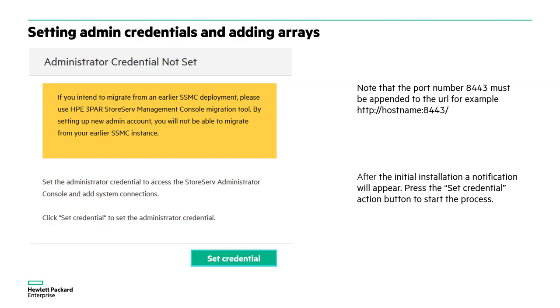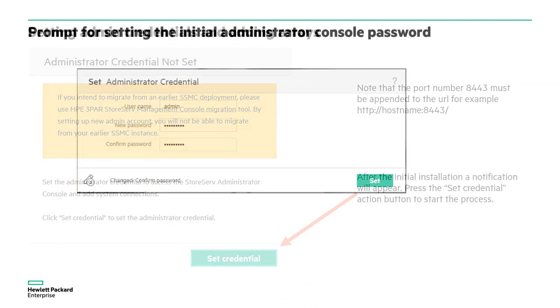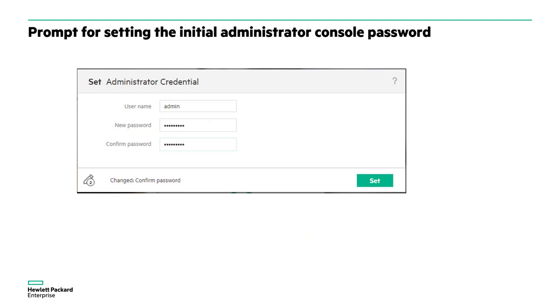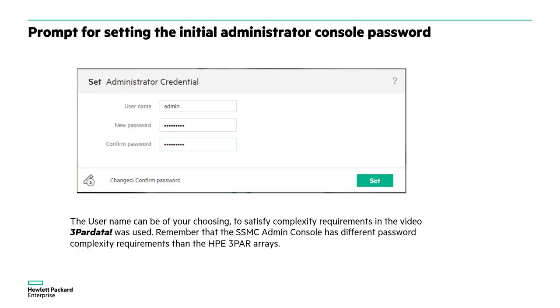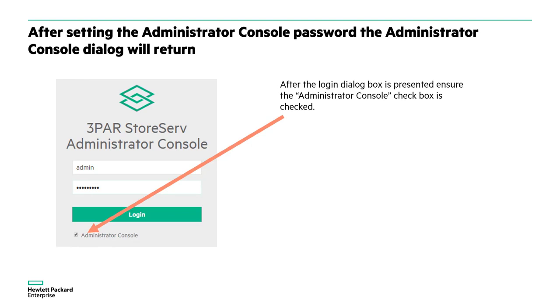Again, when we first connect on port 8443, we're going to be prompted to set credentials. In this instance, we used admin as a user ID and a password of 3 capital P lowercase a-r d-a-t-a exclamation point. We log back in with the administrator console with the admin and 3PAR data password that we just created.